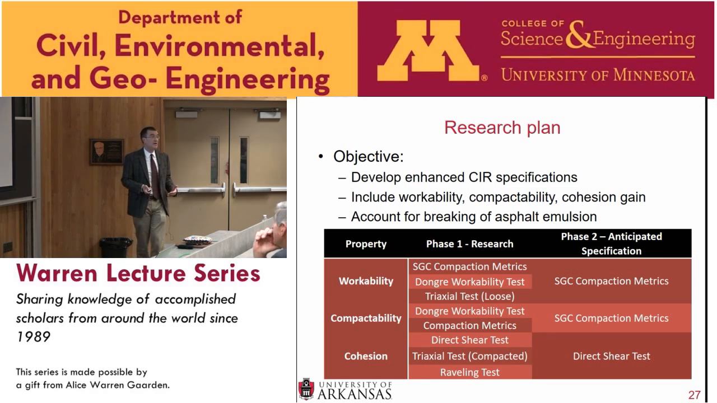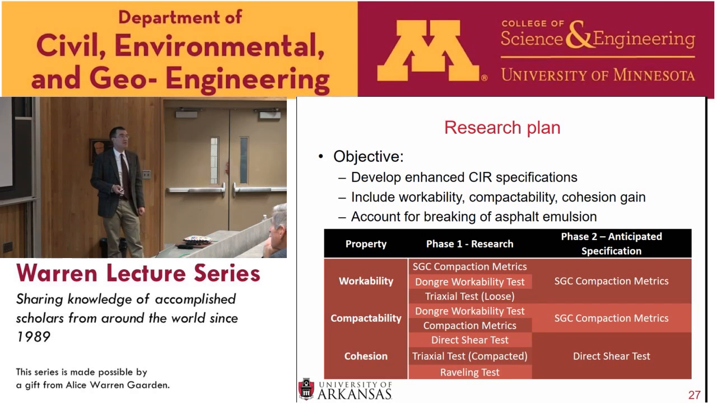It takes a lot of time, it takes a lot of effort to run all these tests, and when you look at the amount of roads that we need to work with, there just aren't enough resources to do all of that. So our anticipated specifications are going to run off of these SGC compaction metrics and the direct shear test. Because the very nice thing is, whenever you make an asphalt concrete, a warm mix asphalt, a CIR sample, in a gyratory compactor, every single one of those samples you can get these compaction metrics off of with absolutely no additional work. It's just a little more data analysis, but no additional samples are needed.